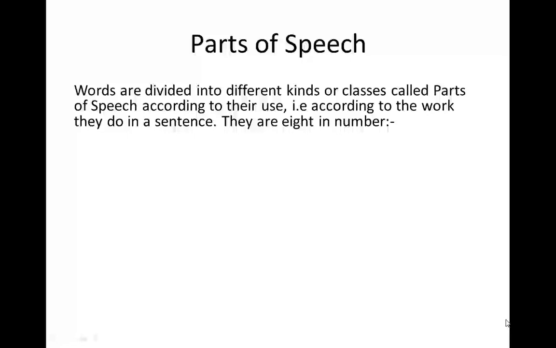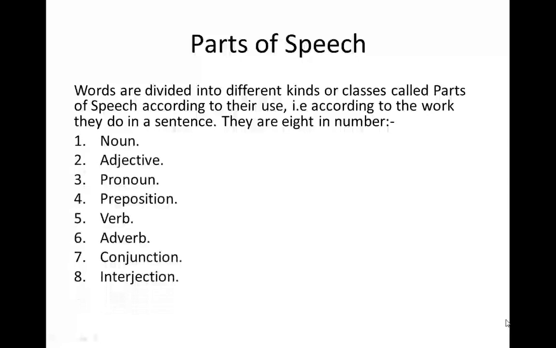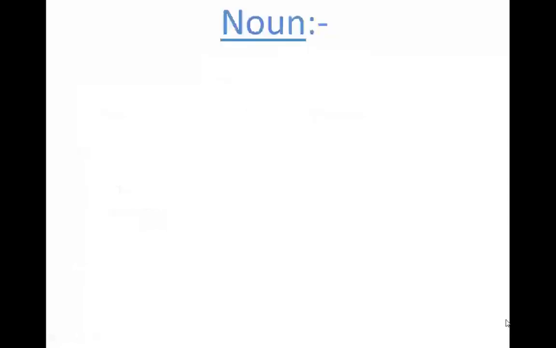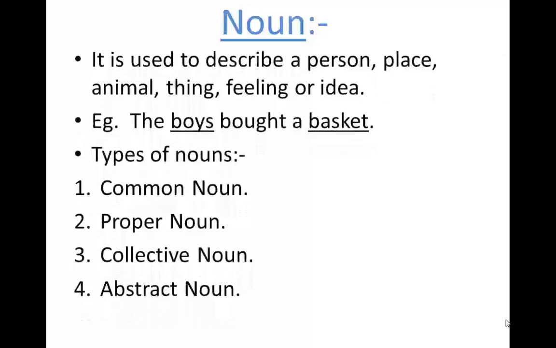There are 8 parts of speech, that is noun, adjective, pronoun, preposition, verb, adverb, conjunction and interjection. Let's start with noun. What is a noun? Noun is a word that is used to describe a person, place, animal or thing, and among these things, the words like feelings or ideas also fall in this one. For example, as given over here, the boys bought a basket. Over here, boys and basket, obviously they are nouns.